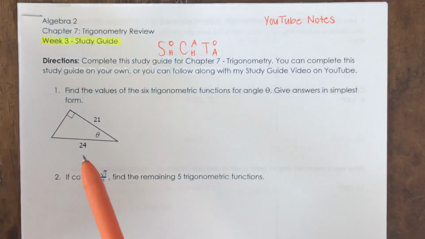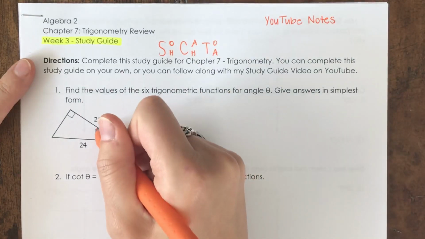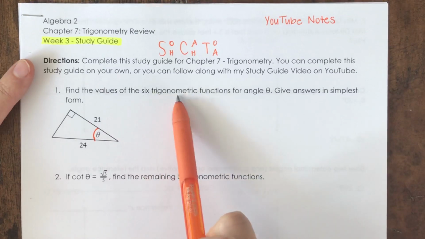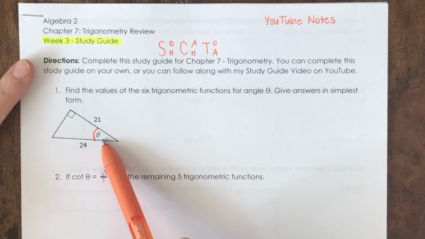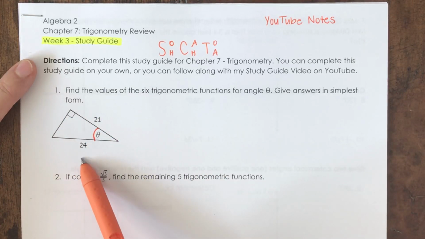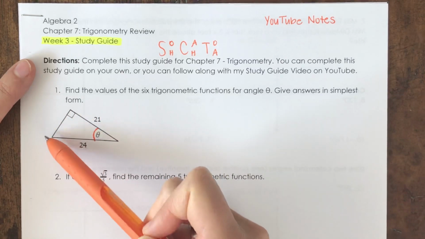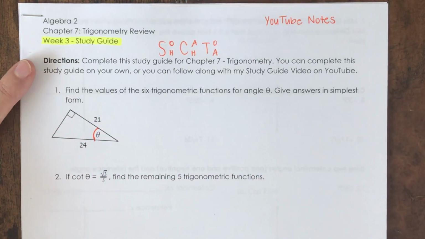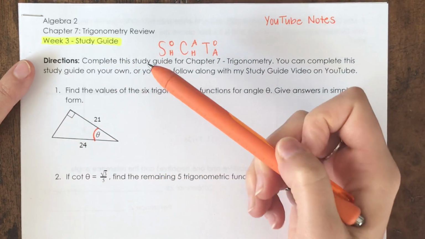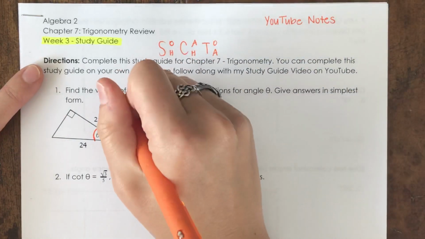Okay. So in my first triangle here, I've got a right triangle. I am given my reference angle theta right over here. I need to do all 6 trig functions for this angle. In order to do that, I have to have all 3 of my sides given to me or found out. And right now I only have 2 of my sides, so I'm going to figure out my third side. I know that I can find an unknown side length of a right triangle if I use the Pythagorean theorem. So I'm going to do that for this problem.